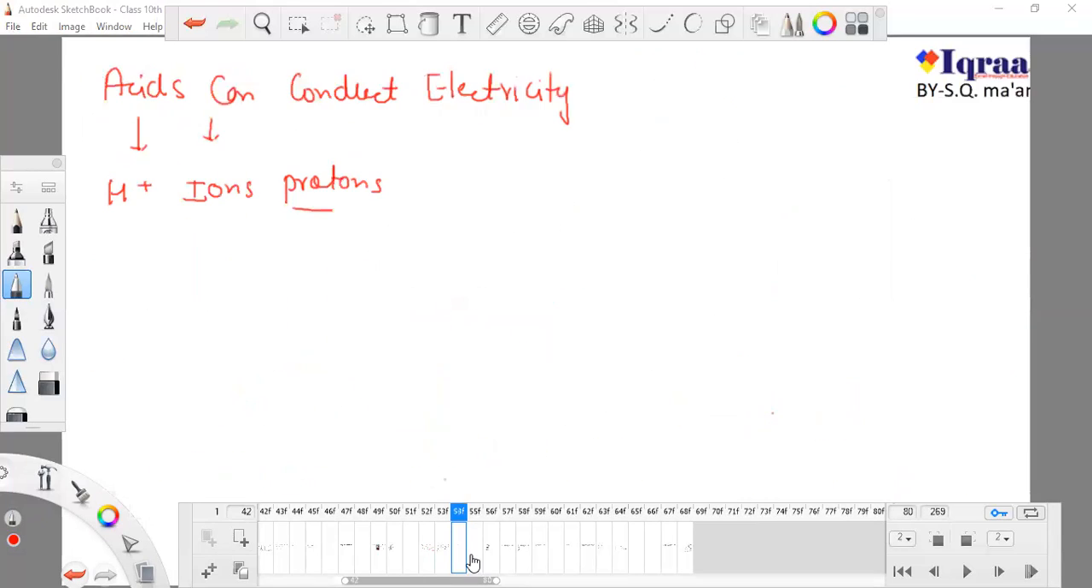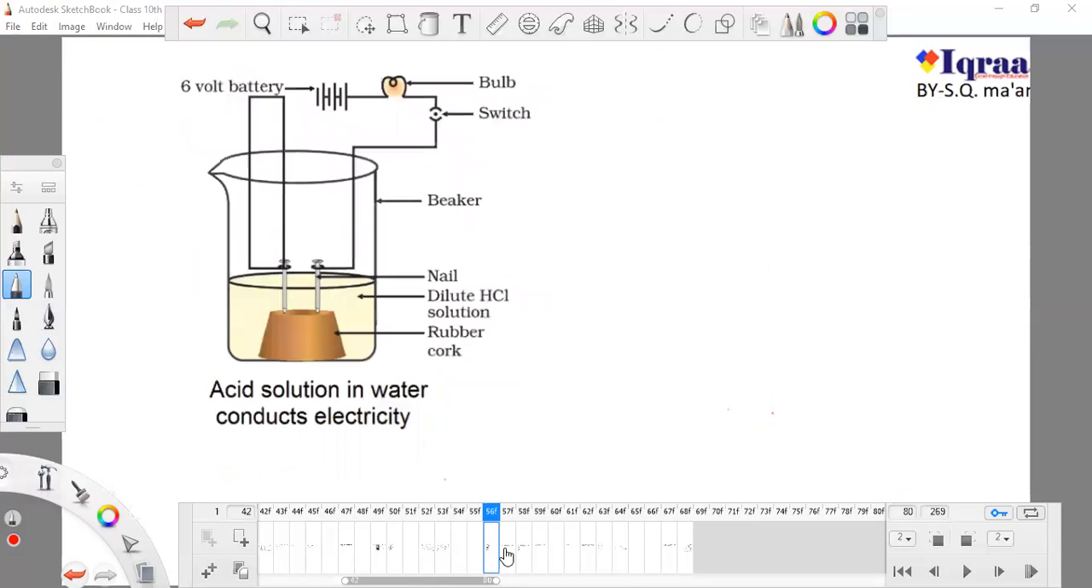Okay, now I'm moving to another point. This is the structure of our book. This is a rubber cork. These are two nails. There is no use of this rubber cork except to hold the iron nails. Otherwise, how can we make these iron nails stable in the solution? We want to stabilize them. That is everything we are using for this experiment.